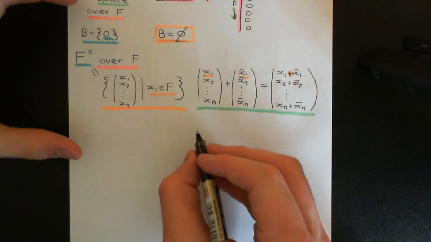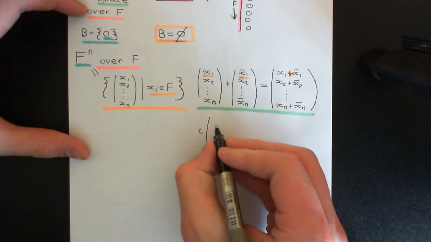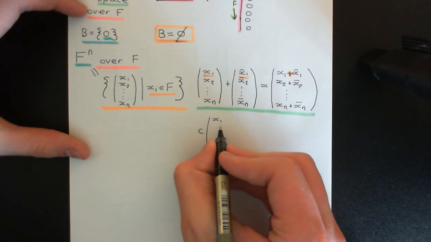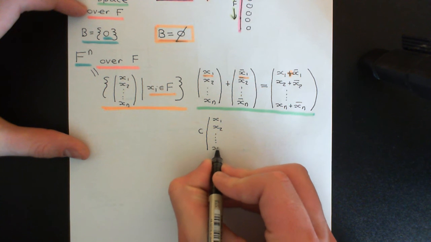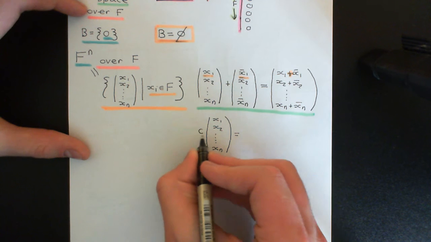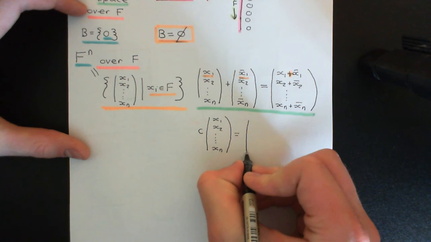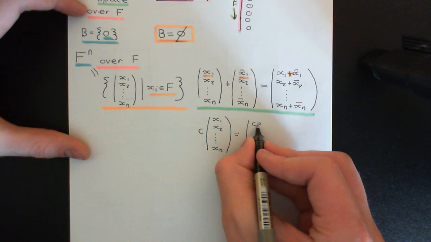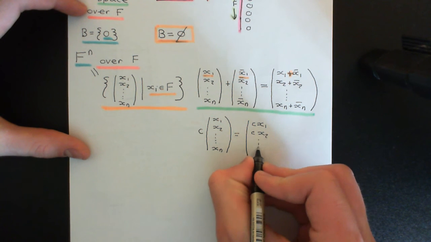Then, to define scalar multiplication, let's say we've got some element of the field, little c here, and we want to multiply it by this vector x1, x2, all the way down to xn here. Well, the way we're going to define the element of the field multiplied by this vector is we'll do it component-wise. So we'll just multiply all the components by c, this element of the field, in the field.